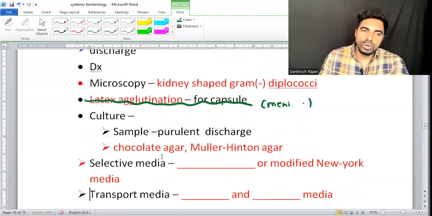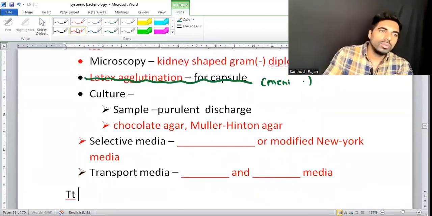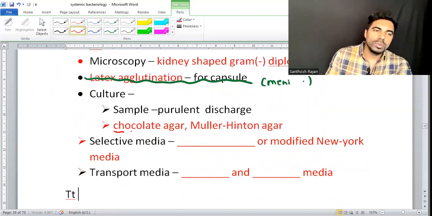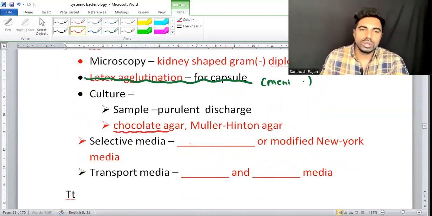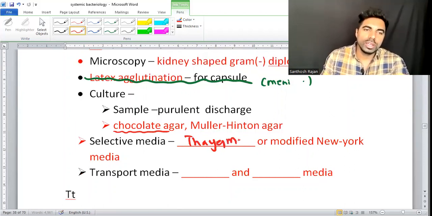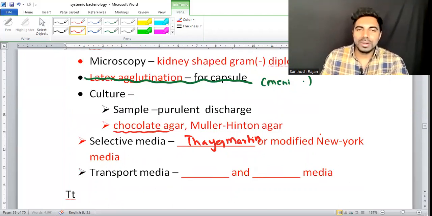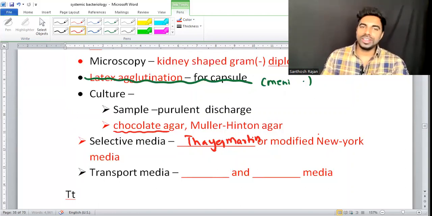And culture is from the purulent discharge. So what do you use? Chocolate agar or Modified Thayer-Martin agar. Okay. For Neisseria, the chocolate boyfriend is Thayer-Martin, which lives in New York. What about McFadyean's reaction? It is seen in Bacillus anthracis. Here, Thayer-Martin is Neisseria's boyfriend. This is the way you remember. Okay. Transport media.